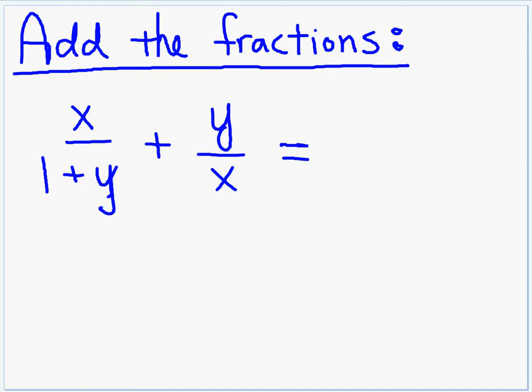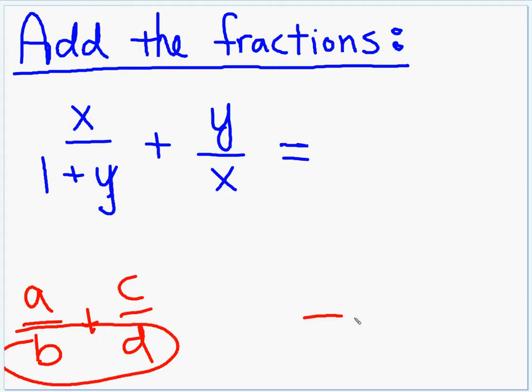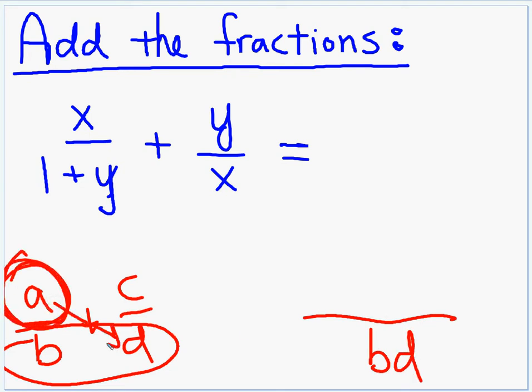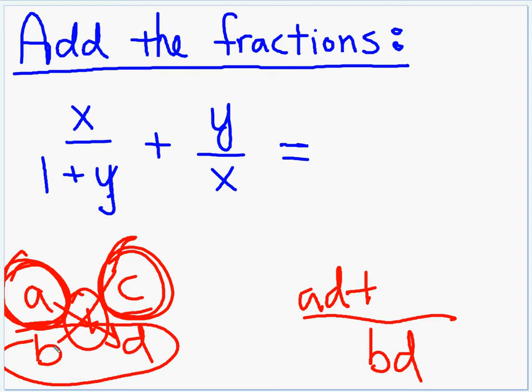You might remember way back in algebra, if we did a over b plus c over d, the shortcut algorithm is we multiply the denominators together for our common denominator, b times d. Then I multiply this numerator by what is missing below it, that would be the d, so ad. This is a plus, so I'll keep the plus. And then this numerator gets multiplied by the opposite denominator, c times b. So ad plus cb over b times d.